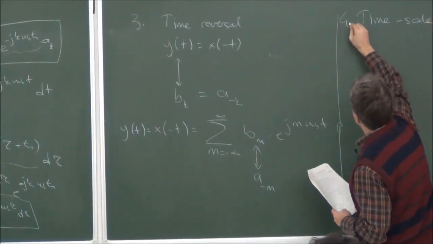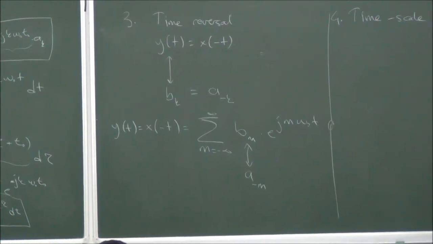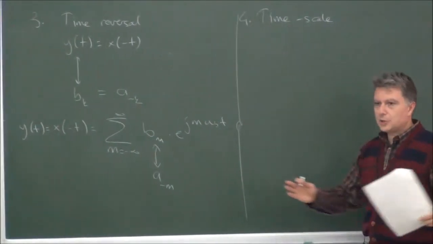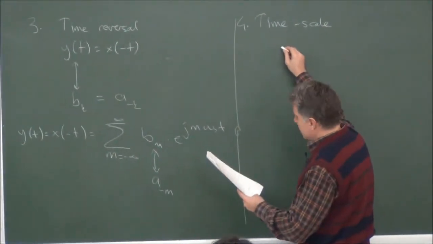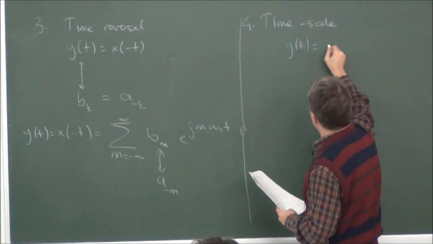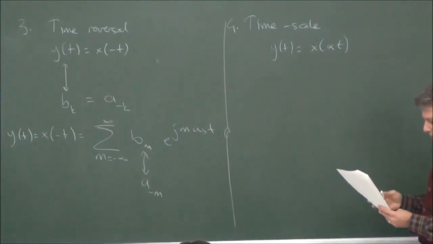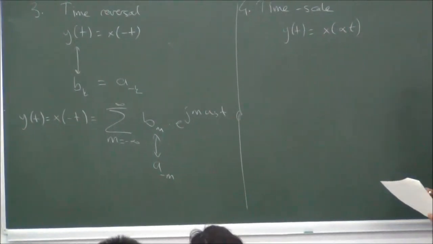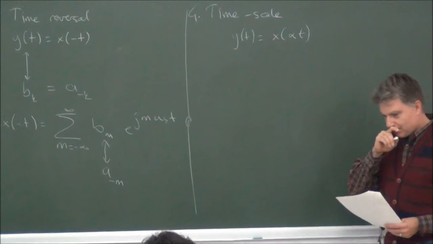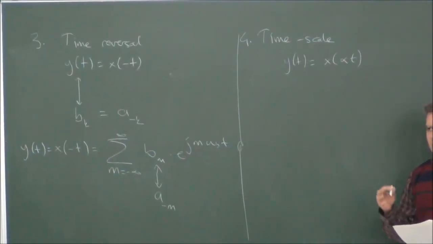The fourth property is the time scaling. By time scaling, what I mean is depending on the value of the scale, it may be a squeezing of the signal or an expanding of the same signal. So y of t is equal to x of alpha times t. That's what I mean. What are the Fourier series coefficients of y of t? Do you have any intuition about this?